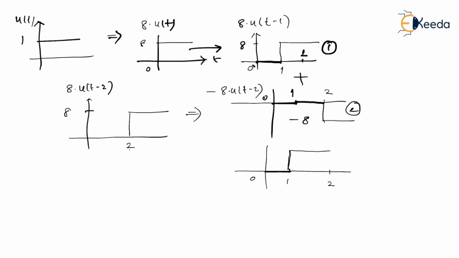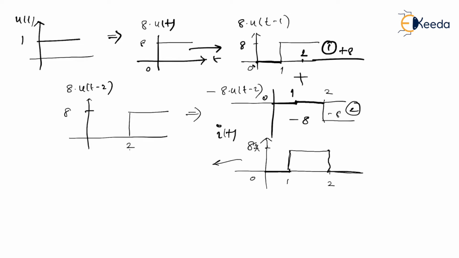So it will go to 8. This is up to 2. But after 2, what is happening? After 2, this is minus 8. And even after 2, it is plus 8. So plus 8 minus 8 will become 0. So this will straight away come to 0. And this becomes a gate signal. As you can see, our I of t was having this type of signal only.